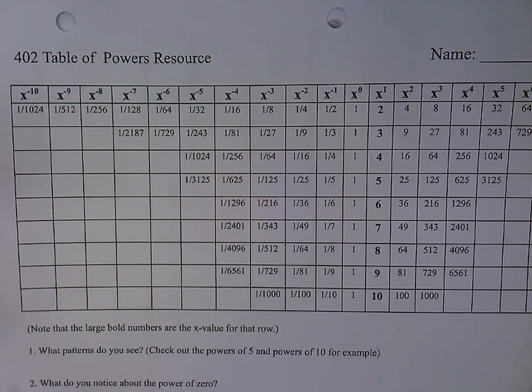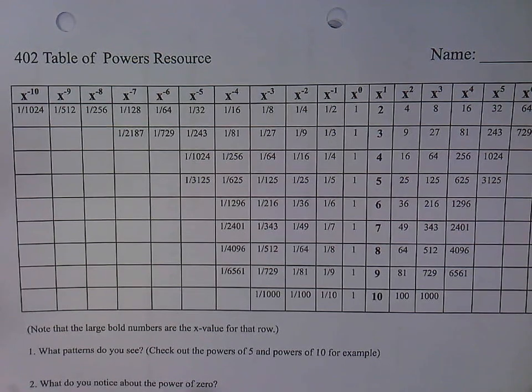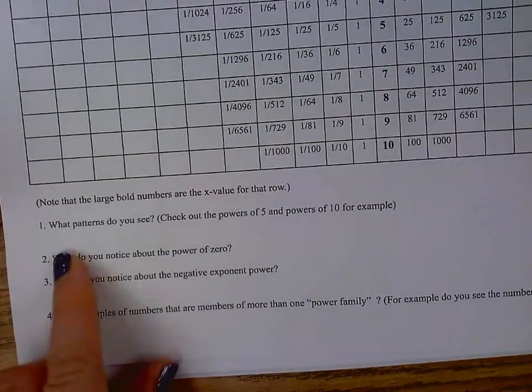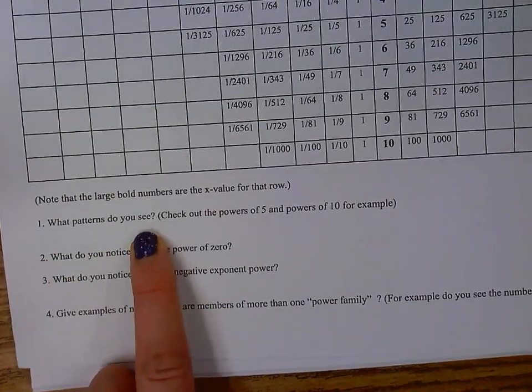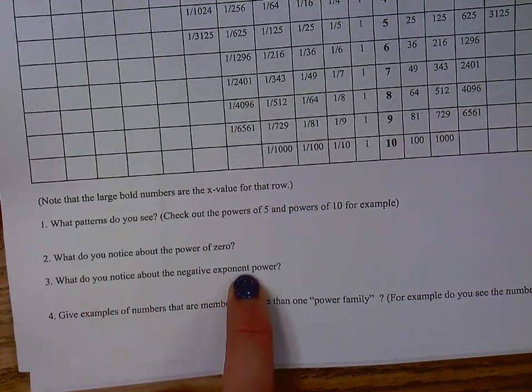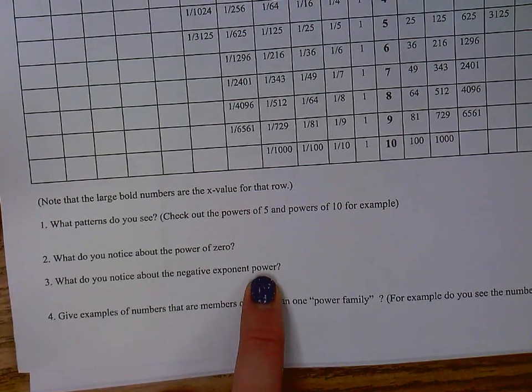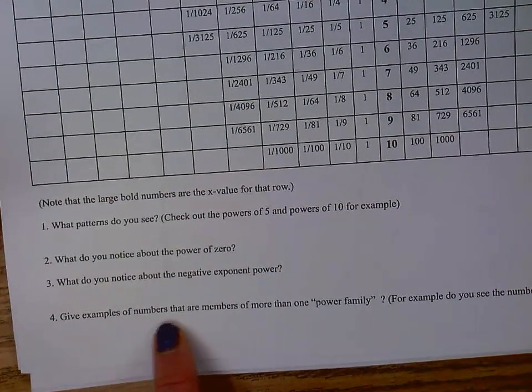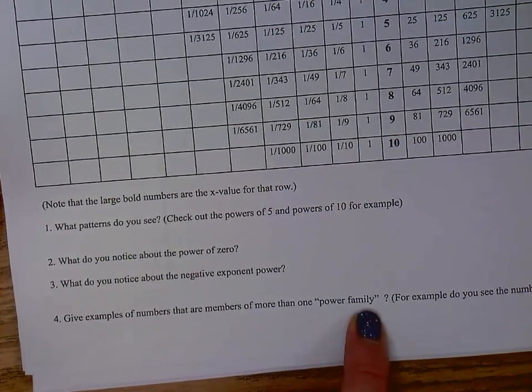So instead of you typing them all into your calculator, you could go back to this table and look at power families. So I'd like you to take a couple minutes on your own and take a look at the different power families and see if you can answer the questions down here at the bottom. Do you see any patterns? What do you notice about the power of 0? What do you notice about negative exponent powers? We just talked about number 3. And give examples of numbers that are members of more than one power family.